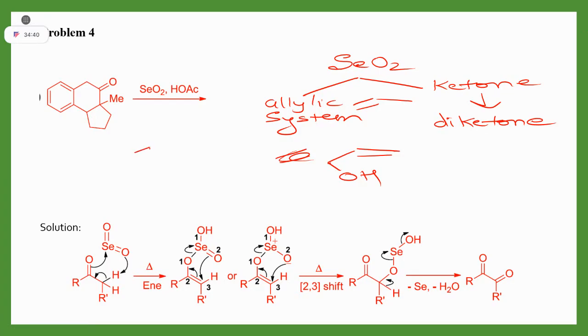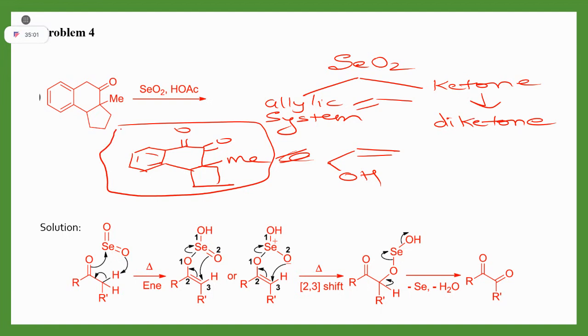So basically your final product will be, so from today you should remember whenever you have ketone and you are given selenium dioxide, okay, just draw carbonyl to its adjacent methylene carbon. Okay. So this is your product. Yes or no, Prashant? Okay, good.